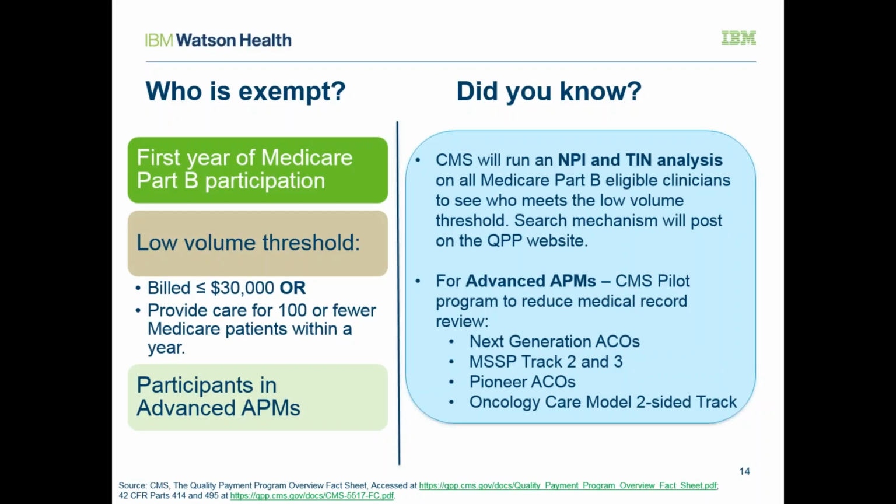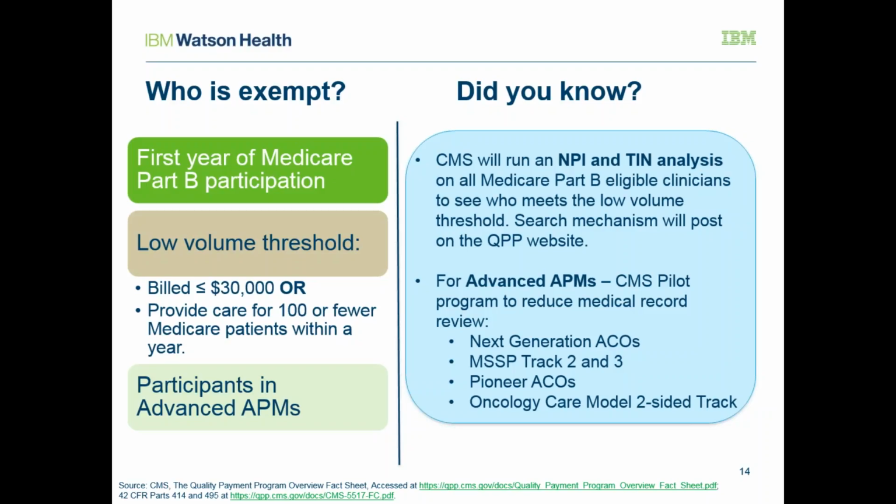Now, I will say, to make it easier for eligible clinicians to know whether or not they're exempt, CMS does plan to run an NPI and TIN analysis on all Medicare Part B eligible clinicians to see who meets that low volume threshold. And basically, there's a logic that they're going to be taking claims data and whatnot. But really, a takeaway is that you'll have the ability near the end of this year to go onto the QPP website to search to see if you are exempt for 2019.